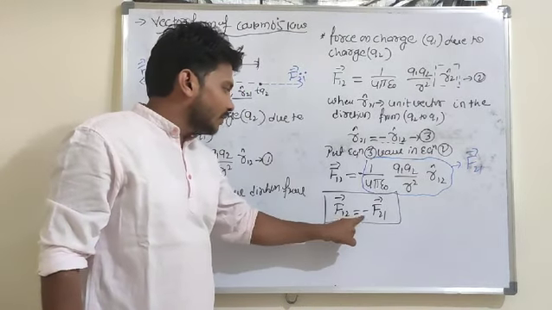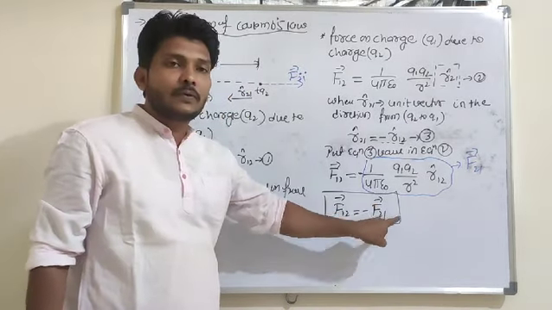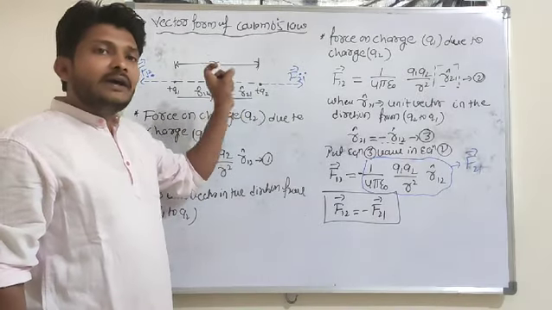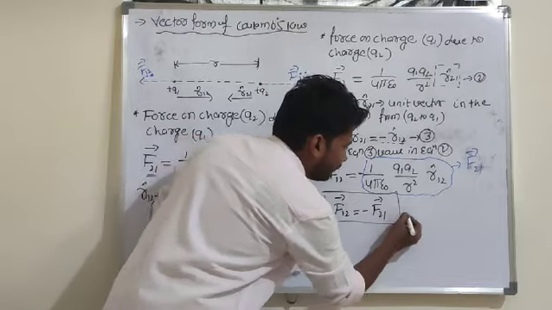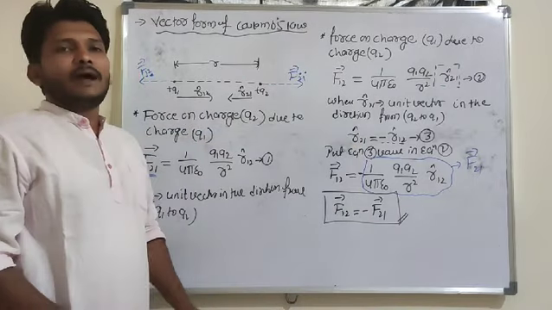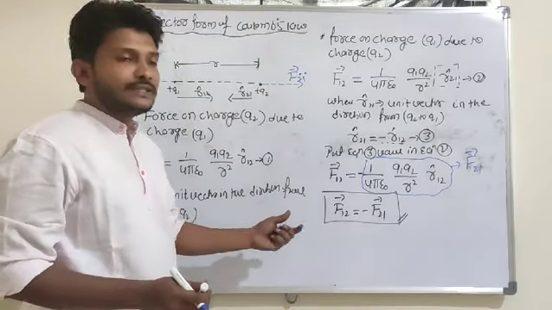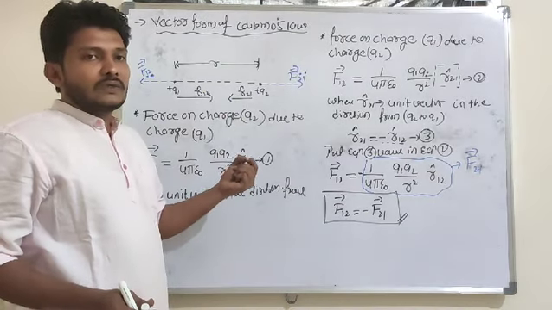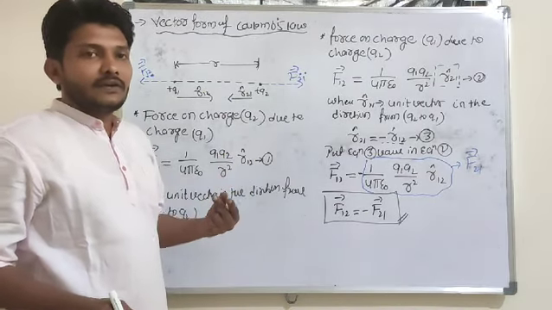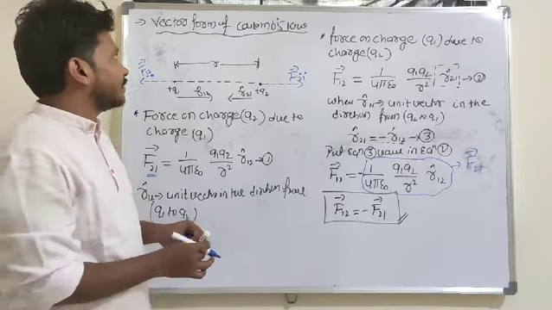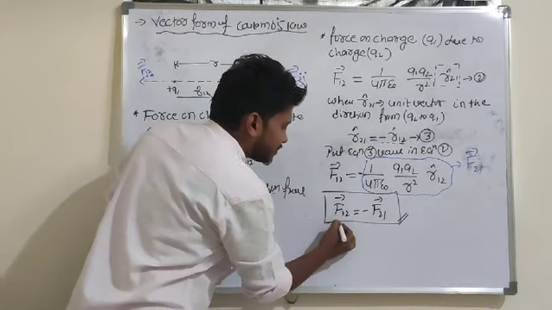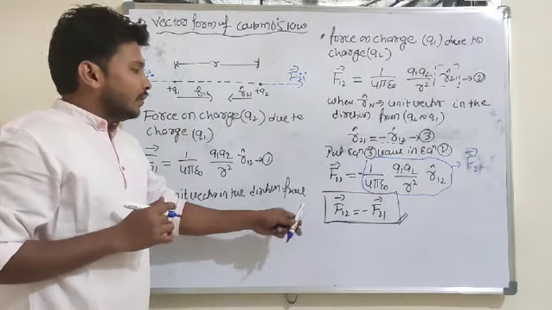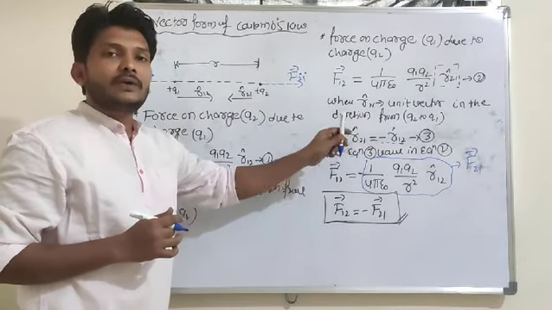So F of 1 to 2 is equal to minus of F of 2 to 1 means the forces between these two charges are equal and opposite here. So what does it mean? It obeys Newton's third law. Newton's third law says F of A to B is equal to minus of F of B to A. So it means that Coulomb's law obeys Newton's third law here.